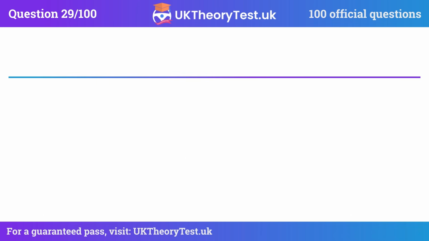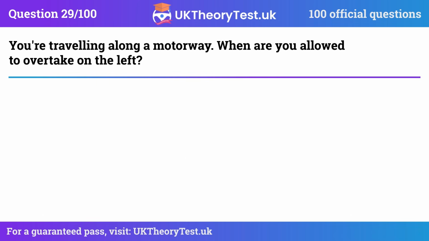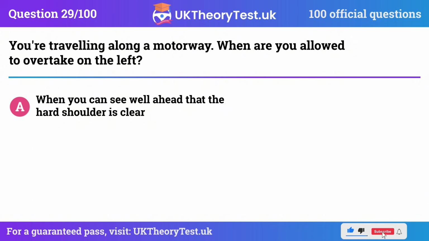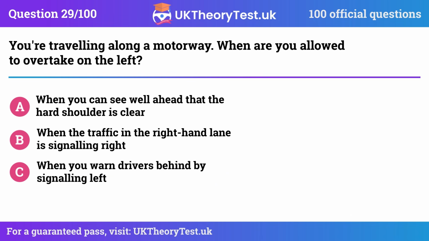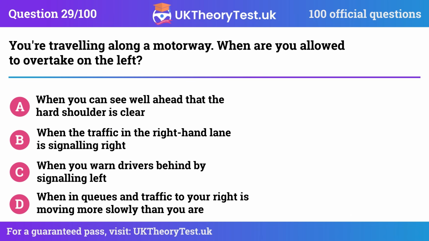Question 29. You're traveling along a motorway. When are you allowed to overtake on the left? A. When you can see well ahead that the hard shoulder is clear. B. When the traffic in the right-hand lane is signaling right. C. When you warn drivers behind by signaling left. D. When in queues and traffic to your right is moving more slowly than you are.